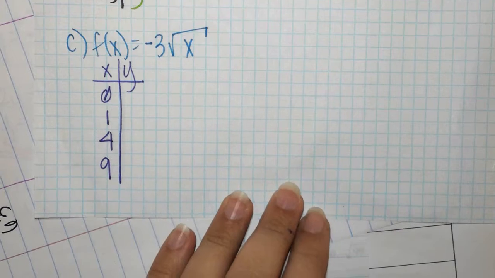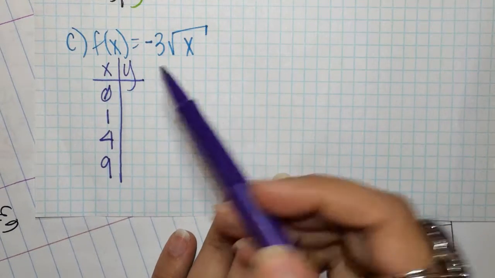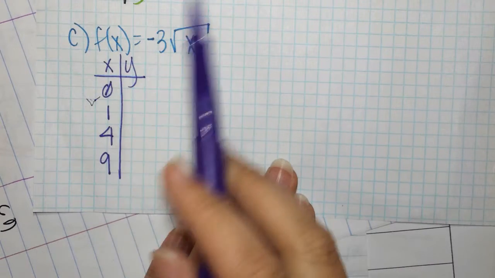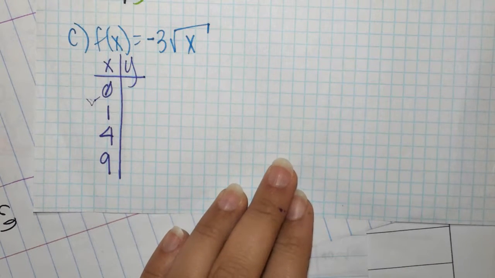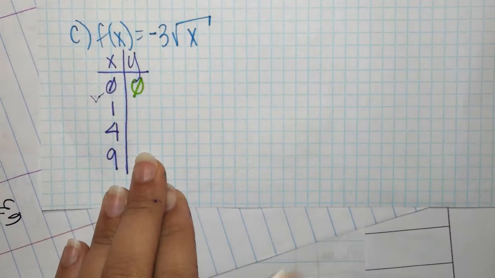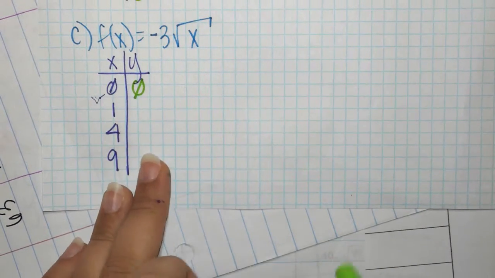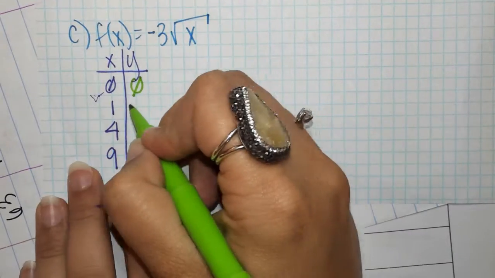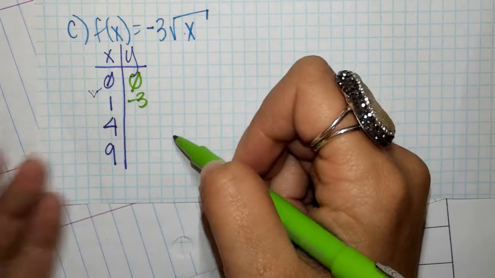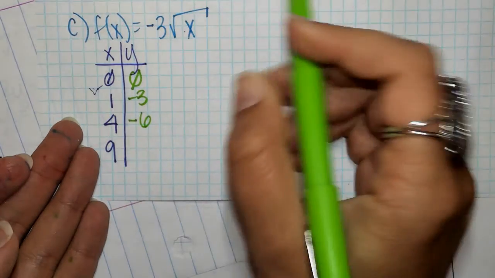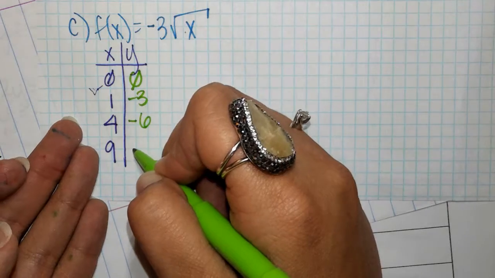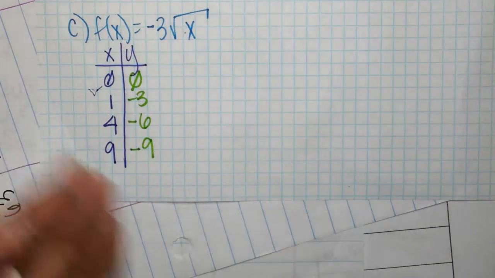Are we ready? Okay. So, first we start by plugging in 0. Alright, what's the square root of 0? And what's negative 3 times 0? Alright, now let's plug in 1. What's the square root of 1? What's 1 times negative 3? Alright, let's plug in 4. What's the square root of 4? And 2 times negative 3? And square root of 9? 3. And 3 times negative 3 is? 9.